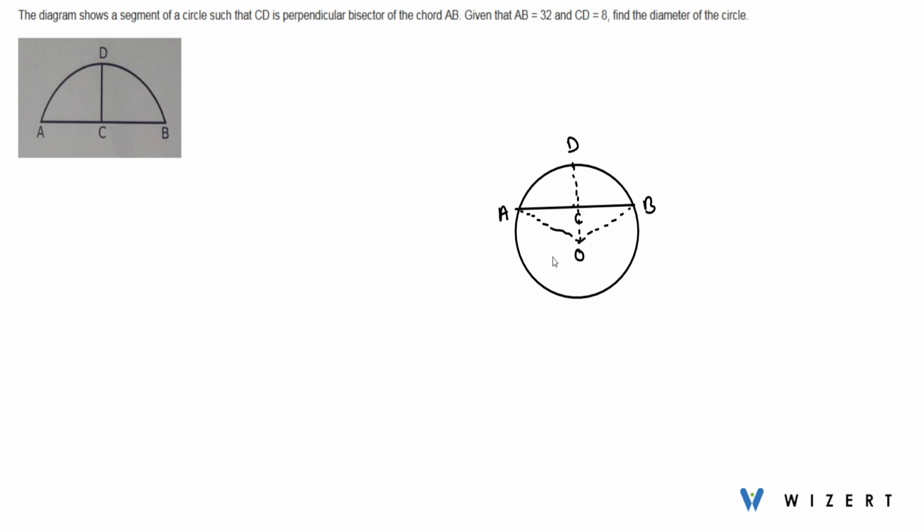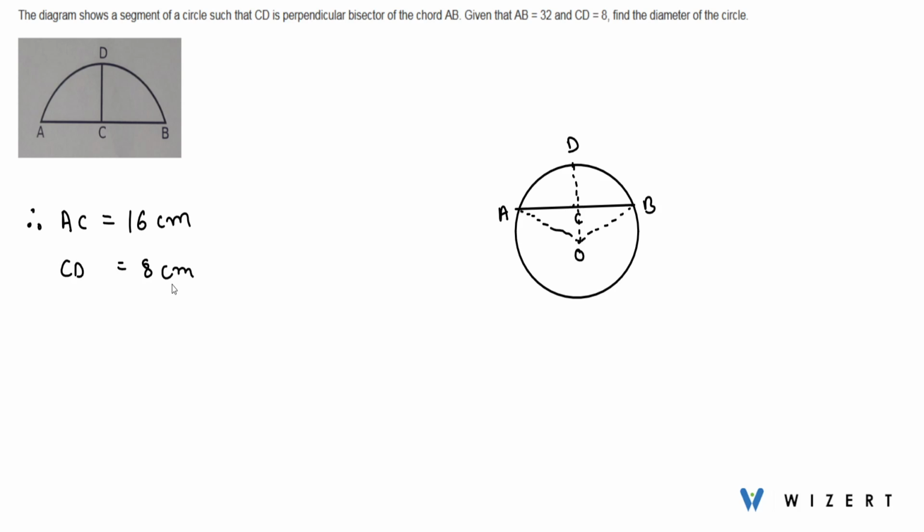Now we know that a line which has been drawn from the center and perpendicular to the chord AB bisects the line AB, and given in the diagram that AB equals 32 centimeter, therefore AC will be equal to 16 centimeter. CD is given as 8 centimeter.